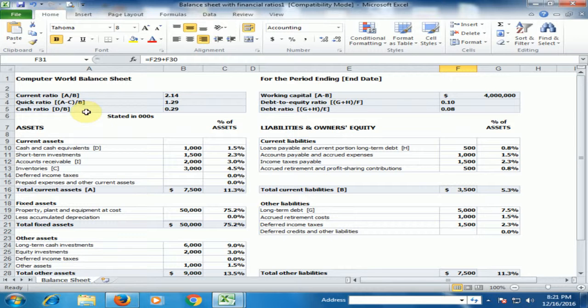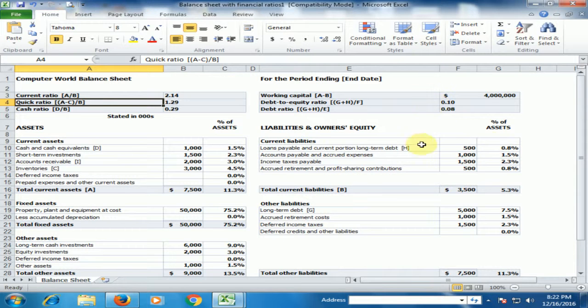Now you can see here the current ratio is 2.14. You can understand A for total current assets divided by B for total current liabilities. The current ratio is 2.14. Now quick ratio is A minus C divided by B, and cash ratio is D divided by B. Now working capital is A minus B, and debt to equity ratio is G plus F divided by F, and you can see all the alphabet letters here.